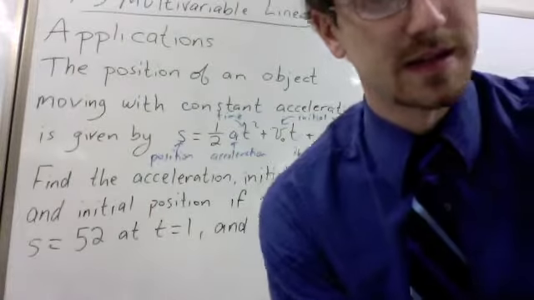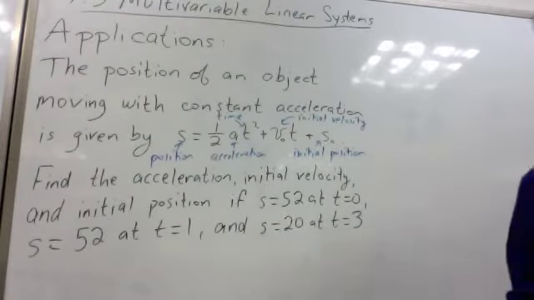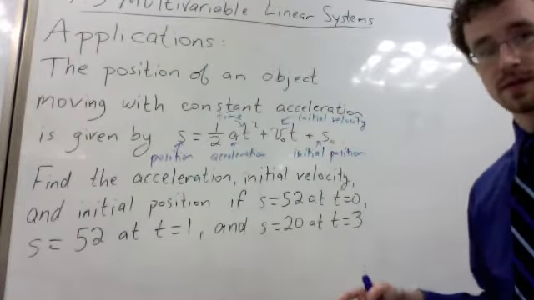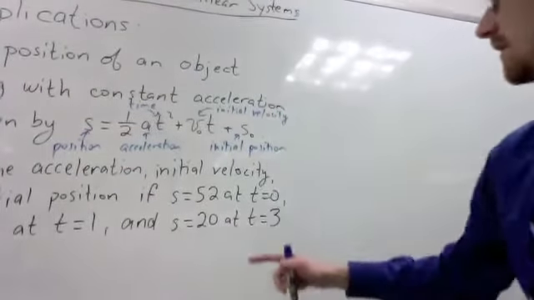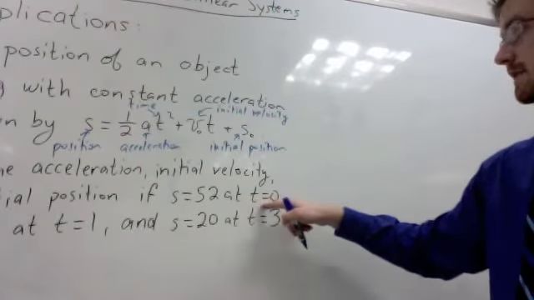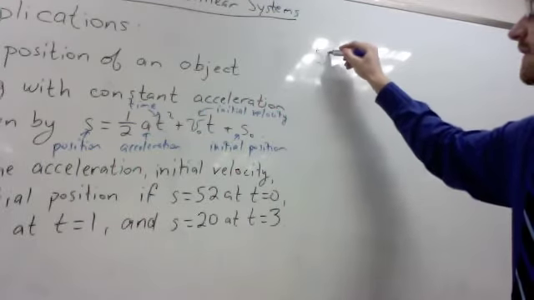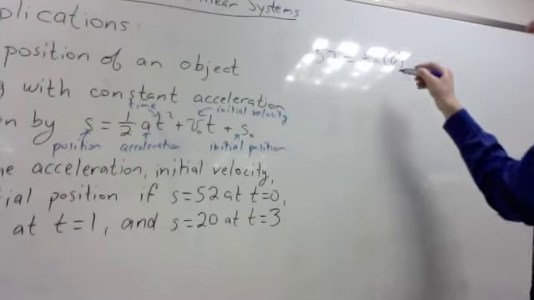To write a system for this situation, we just plug in the values we're given into the equation. So the first equation of our system, we just plug in s equals 52 and t equals 0. So that gives us 52 equals 1/2 a times 0.